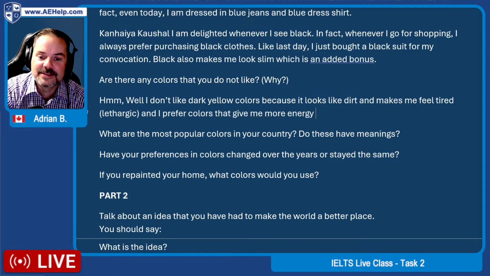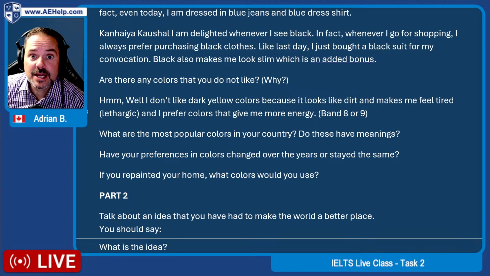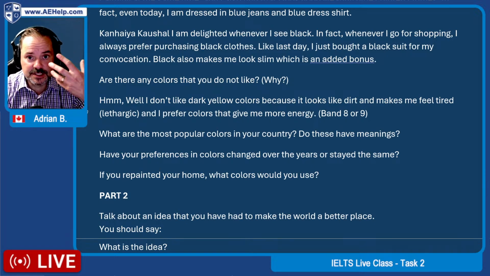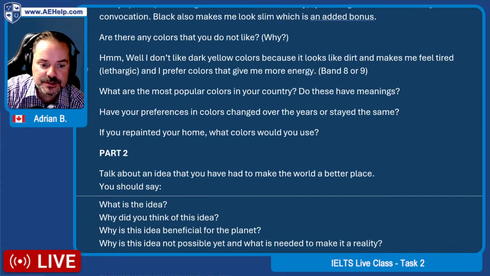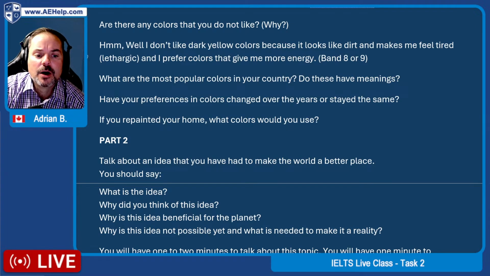And see, this is how you know you have a nice high band answer, like a band 8 or 9, because it's easy for the examiner to remember what you said. It's very clear English and it's easy to comprehend. That's a good tip. Okay, here's the next question. What are the most popular colors in your country?